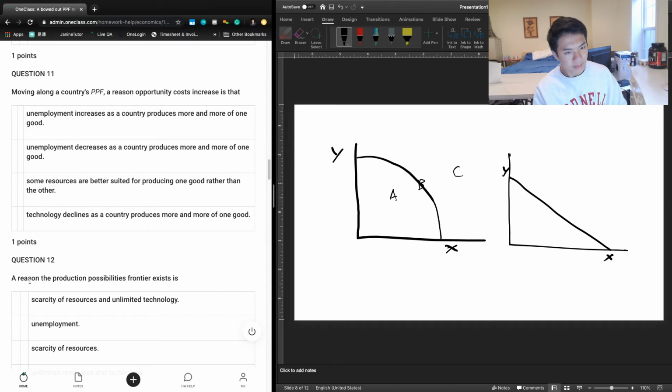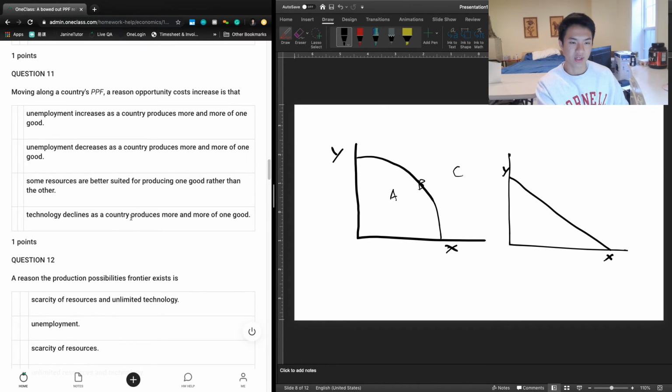Nope. Some resources are better suited for producing one good rather than the other, and this goes back to our explanation of, if you have goods to produce between grain and cars, there are certainly some resources that are more well suited to cars, like steel or wheels, than they are for grain. And so that opportunity cost of continuing to produce one good means you might be taking away resources that are better suited for producing another good. And so that is going to be the correct answer.